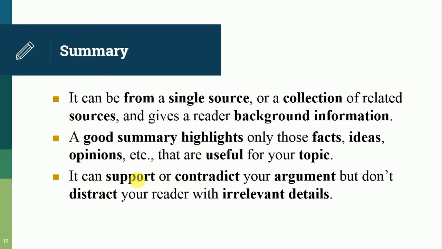It can be from a single source or a collection of related sources. A summary can be written from one source, or it can also be collected from different sources. It can also be a collection of different sources, concisely, and gives the reader background information. Background information means the information which is available there. It just gives the purpose and scope, informing what's the purpose and what's the scope of this research or project report.